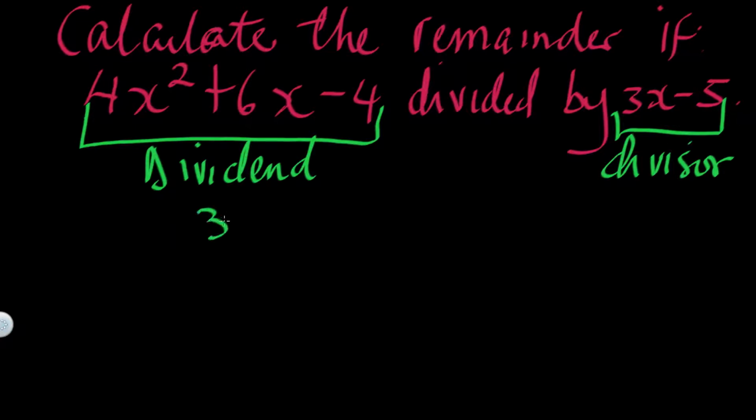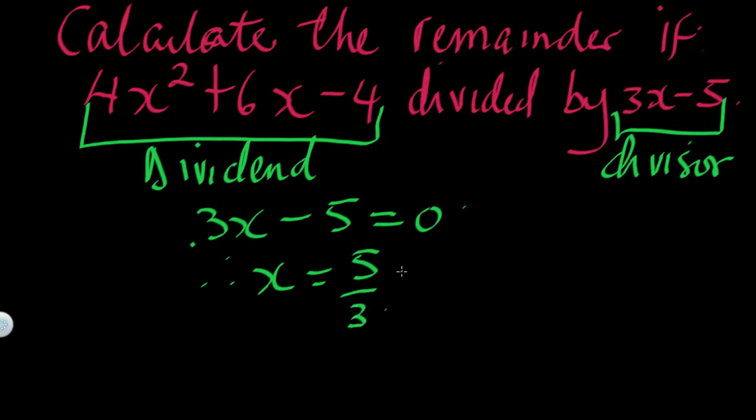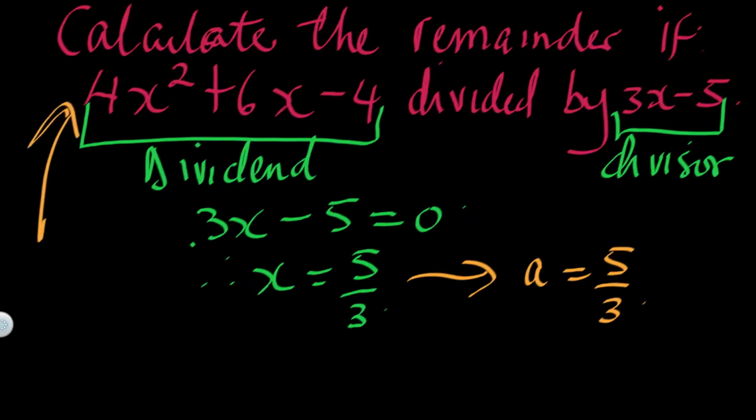So 3x minus 5 is equal to 0. From here we solve for x, therefore x is equal to 5 over 3. This is our x, and it also happens to be our A. So now we have A is 5 over 3. We know our f of x, that's the function.